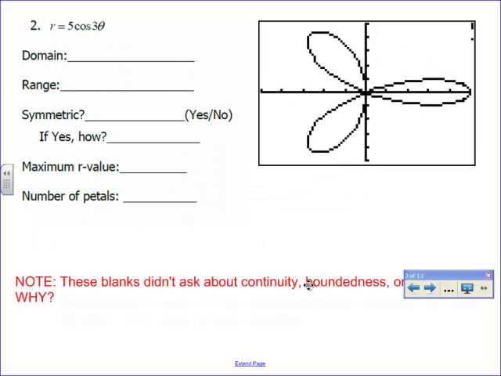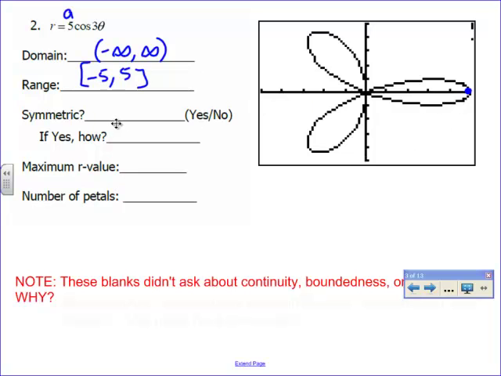Example 2, 5 cosine of 3 theta. If you graph it, you should get a graph that looks like this, 3 total petals. Again, we can plug in any number we want for a domain. The range that we get out is going to be negative absolute value of A to positive absolute value of A, -5 to 5, because we can plot these points by either going a positive radius with a theta or a negative radius with a different theta.